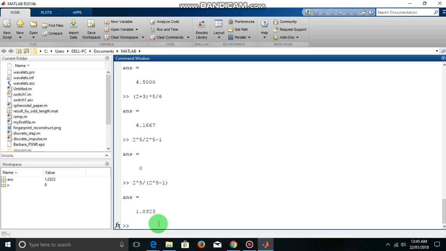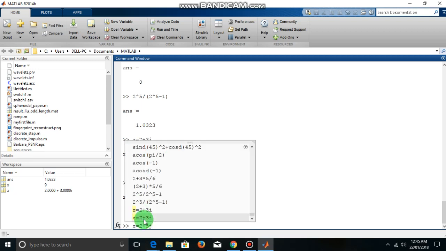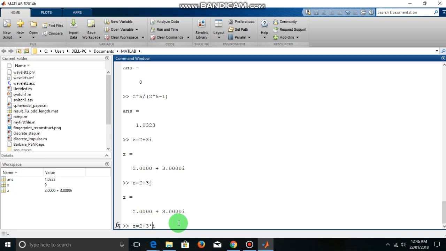In case we need to work with complex numbers, we can enter a complex number as say z equal to 2 plus 3i. MATLAB also recognizes j. So you can use i or j. Now if you put the multiplication sign here, then also the result will be the same. You must take care that i is not defined as a variable in the workspace when you are declaring the complex number.